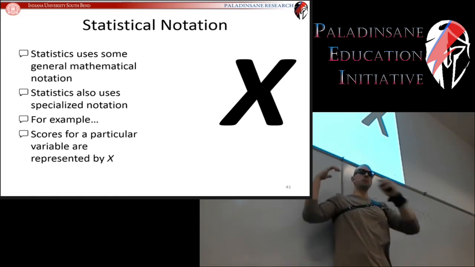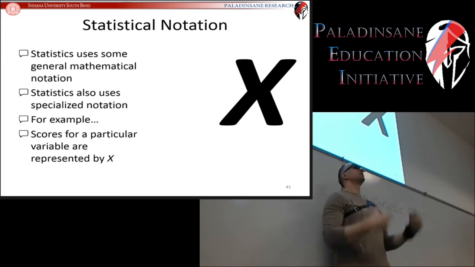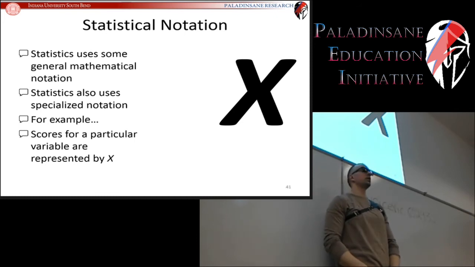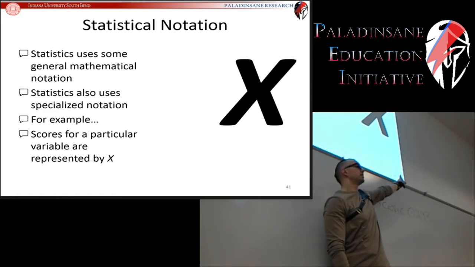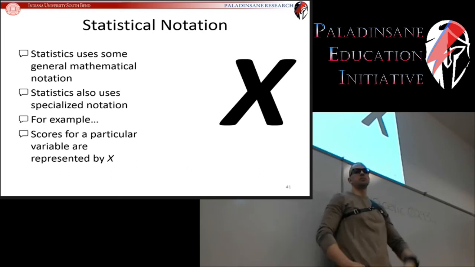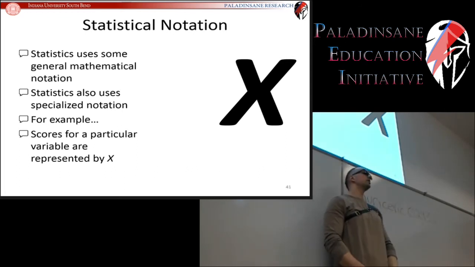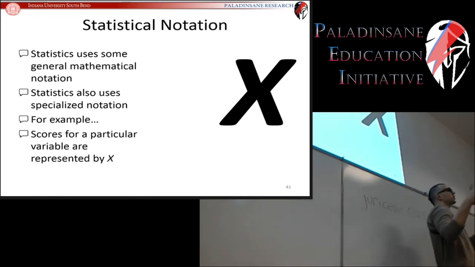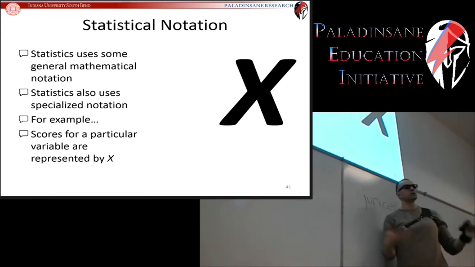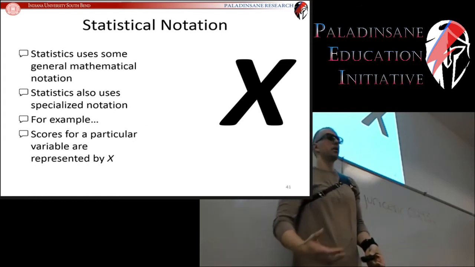If I looked up the GPAs of every student here at IUSB, I could use X to stand for the GPAs of every single student, all of those scores. So that X can stand for 2 scores, 3 scores, it can stand for 100 scores, it can stand for 100,000 scores. It stands for all the scores, all the numbers that you measured on a particular variable.